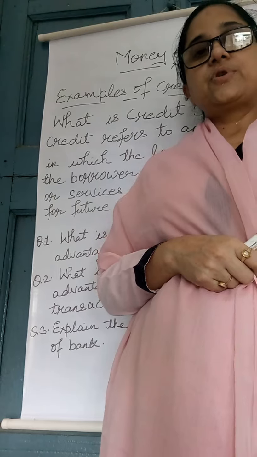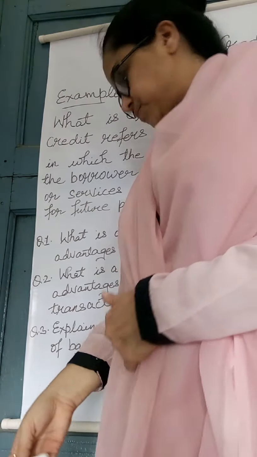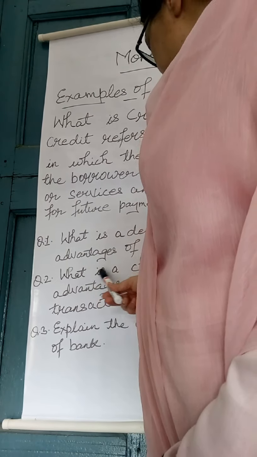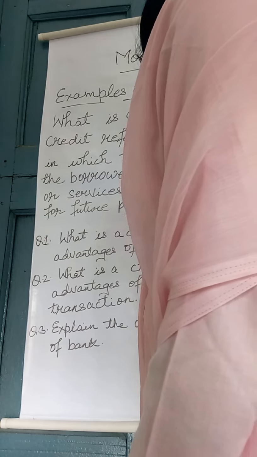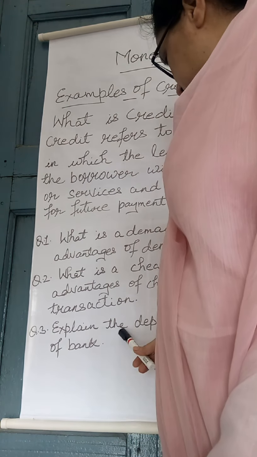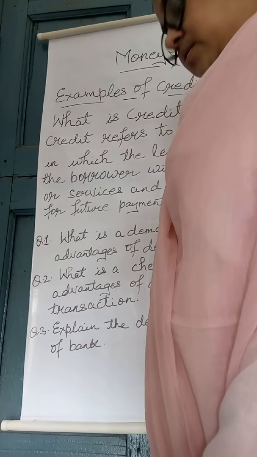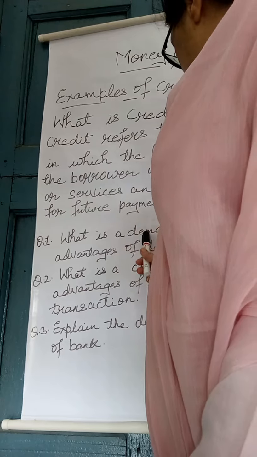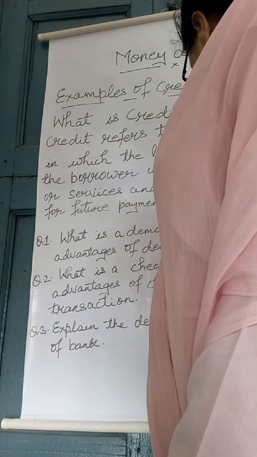Now, you have to write questions and answers in your fair copy. What is a check? Describe the advantages of a check as a mode of transaction. Explain the deposit and loan activities of banks. What is a demand deposit? List two advantages of demand deposits.